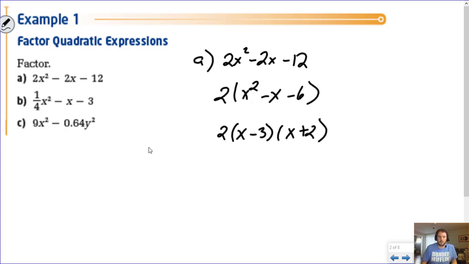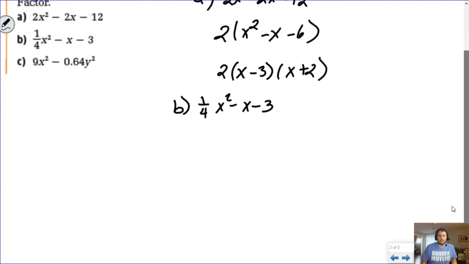So we're just going to stop here for now. All right, part B, same idea. So 1/4 x squared minus x minus 3. And you might look at this and say, okay, well, how do I deal with something like this? And actually, we can deal with this thing exactly the same way that we just dealt with the previous one.